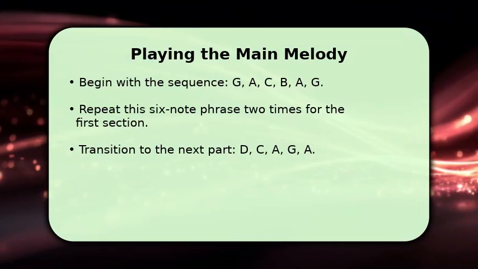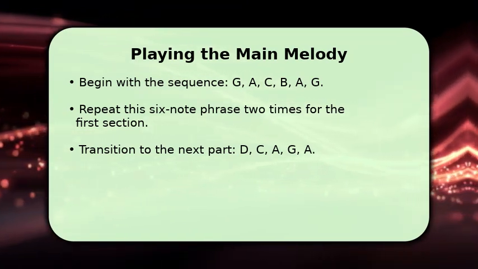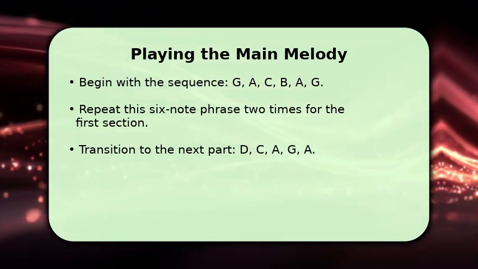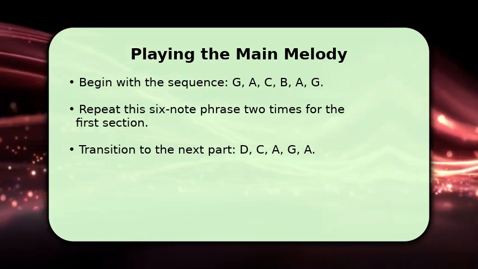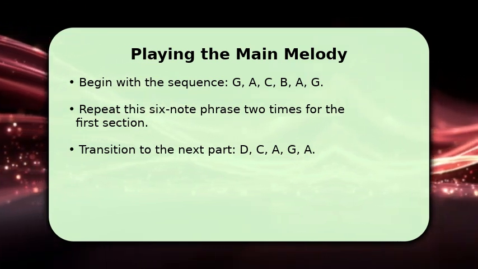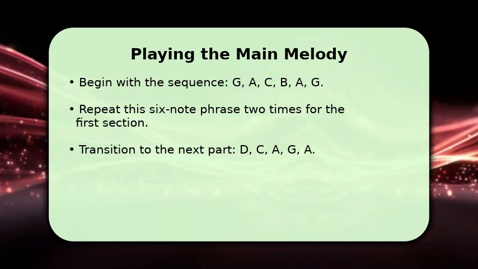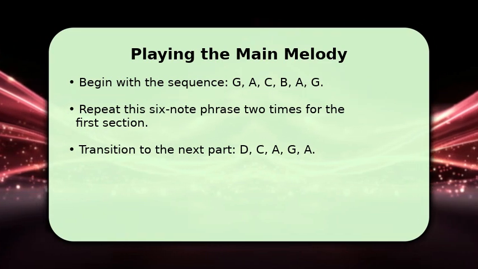Let's dive into playing the main melody. Start with the sequence G, A, C, B, A, G. Play this phrase 2 times. Then move to the next part, which is D, C, A, G, A. The rhythm is fairly consistent, so try to keep a steady tempo. This section forms the core of the song's recognizable hook. Practice these parts slowly at first, then gradually increase your speed.